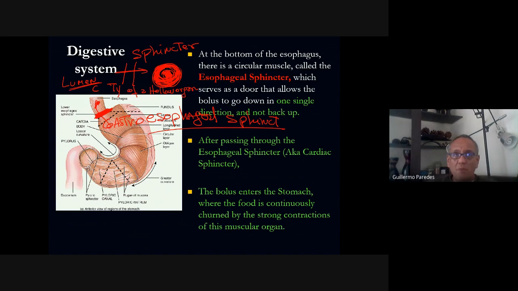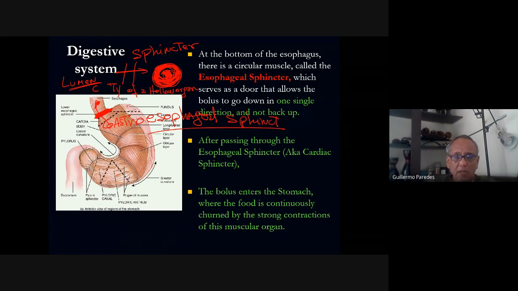So at this moment, what I want you to remember for the exam is where this sphincter is and what its name is. The sphincter is in the transition between the esophagus and the stomach, and that is called the gastroesophageal sphincter. You okay with that?